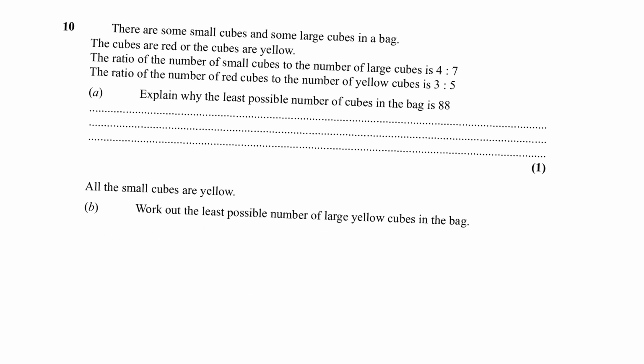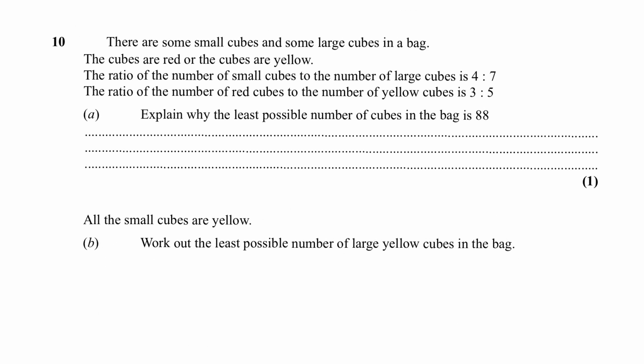Okay, so moving on to question 10, it says that there are some small cubes and some large cubes in this box. Sorry, in a bag. And it says the cubes are red or yellow. So it's given us ratios for the small number of cubes to a large number of cubes and a ratio for red cubes to yellow cubes. So it says explain why the least possible number of cubes in the bag is 88.